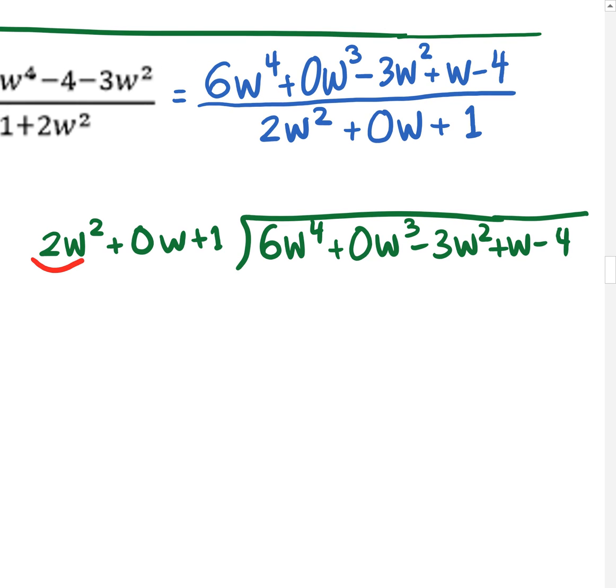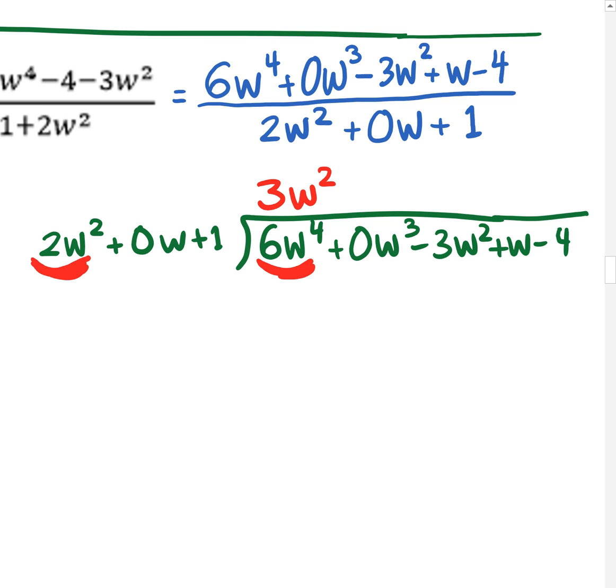Look at the very leftmost term of the divisor and the dividend, and ask yourself, what would you have to multiply that by? 2w squared times what is 6w to the fourth? Well, first of all, 2 times 3 would be 6. And then w squared times what is w to the fourth? It'd be another w squared, because I need 2 more w's to make the 4.